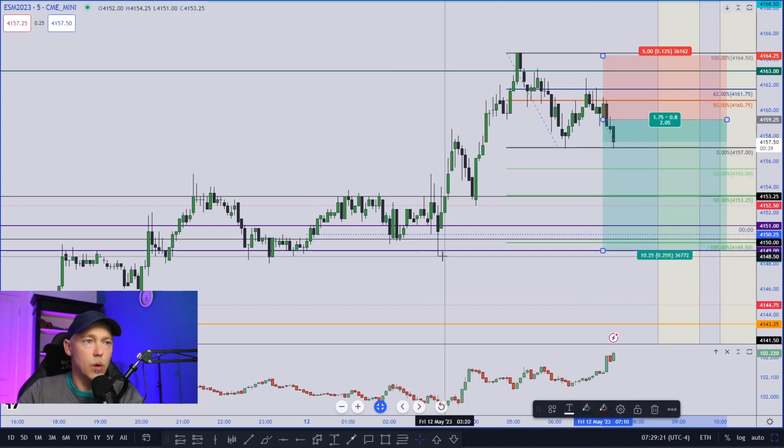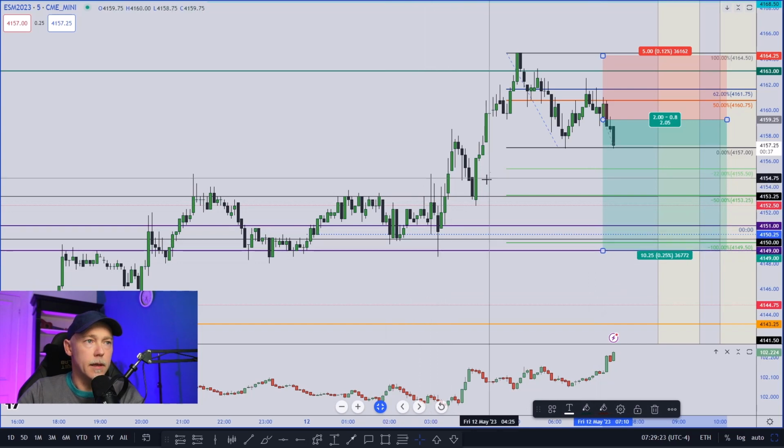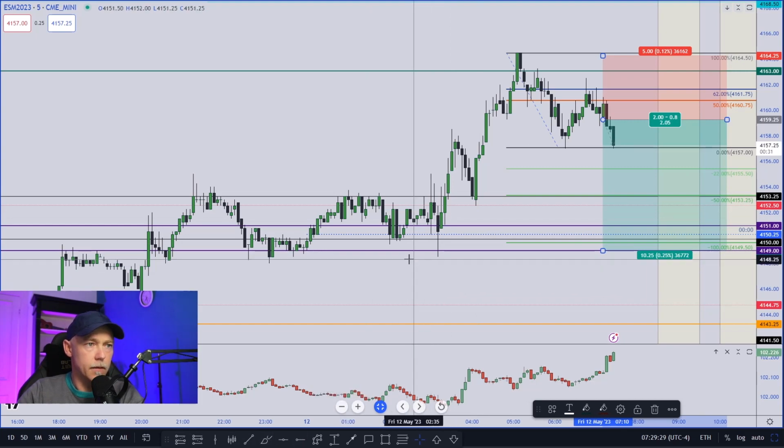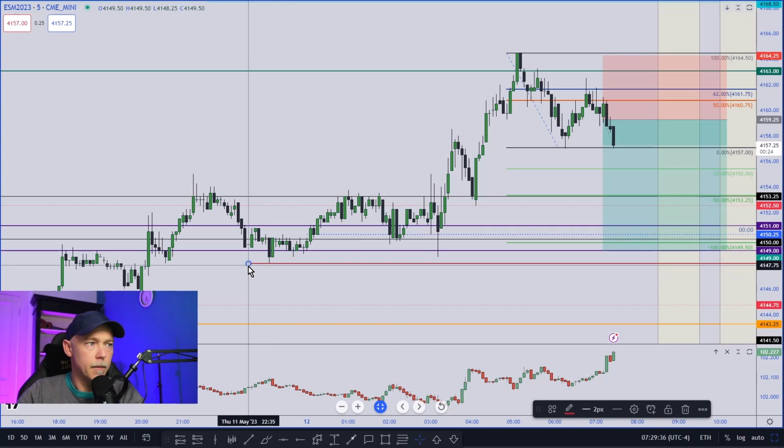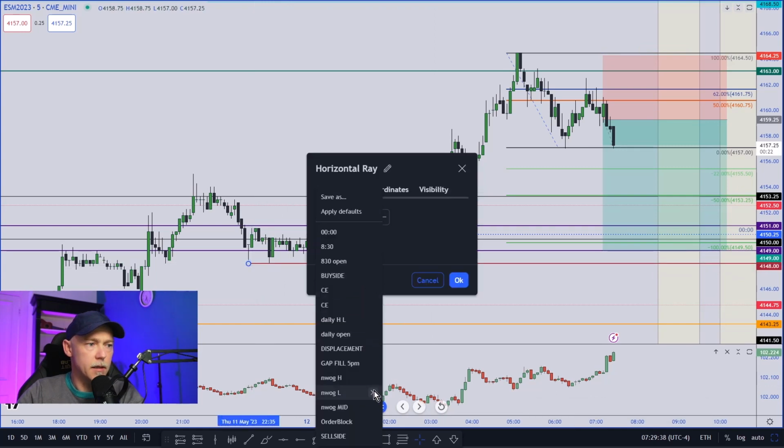We've got a swing low over here, so we can mark that. That swing low there is a decent sell side to be targeting. So you see these swing lows over here. We'll mark that there as sell side.